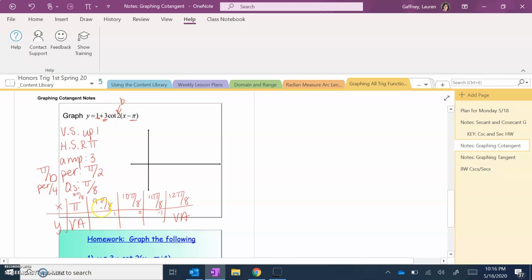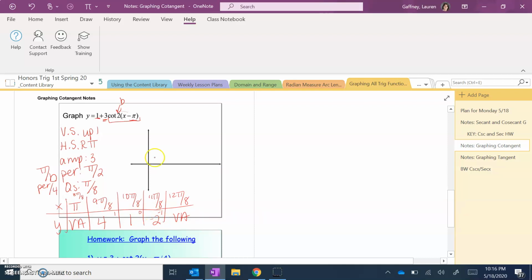So if we put in 9 pi over 8 into this part, what we would get out from our trig function would be 1. So then times 3 plus 1, we would get 4. We put in 10 pi over 8, what we get out of this would be 0. So that's all gone, so we just have the 1. And then we would get out a -1, times 3 plus 1, we would get -2.